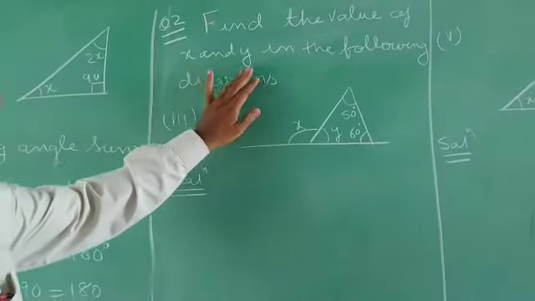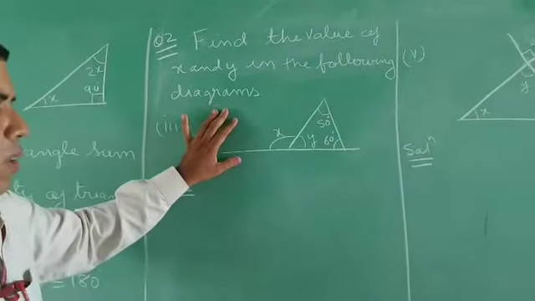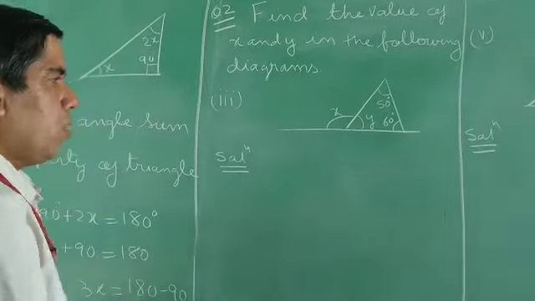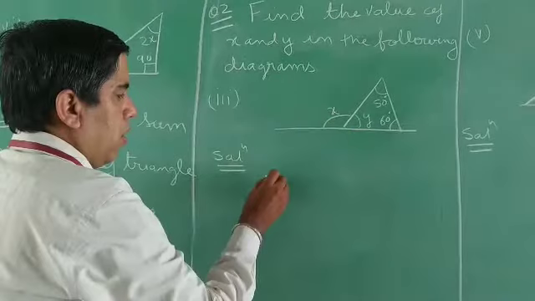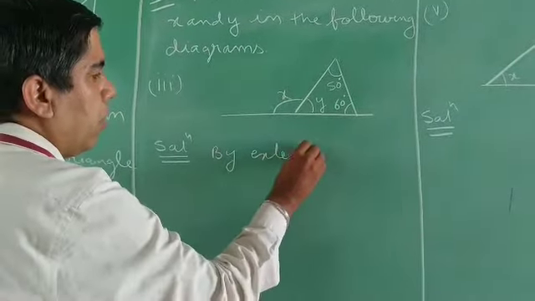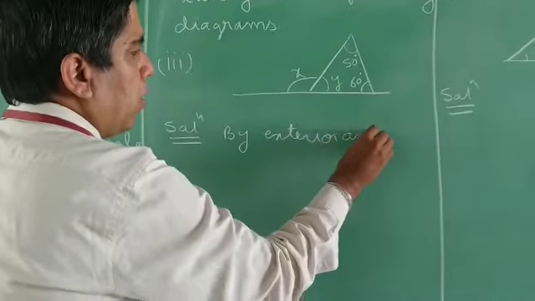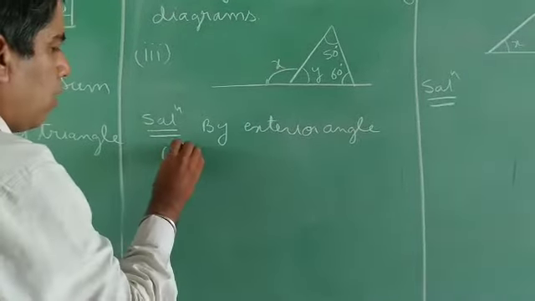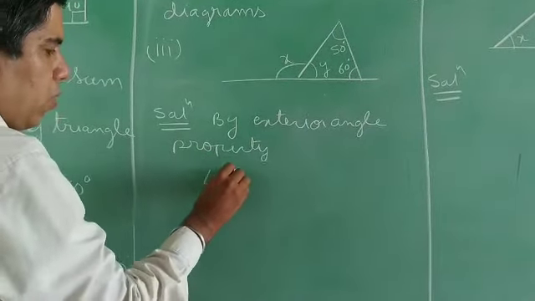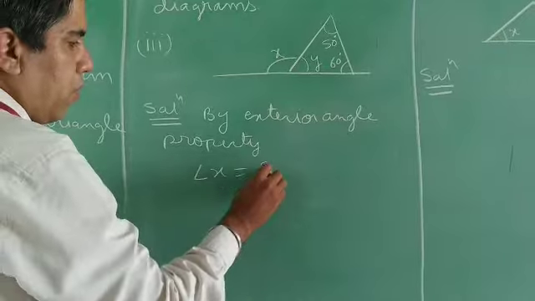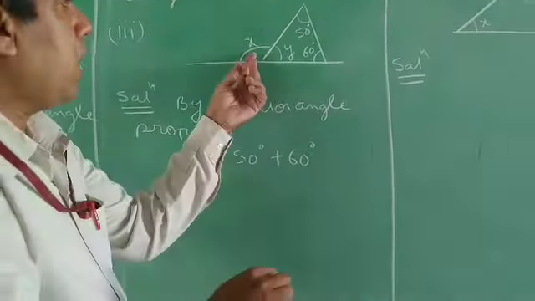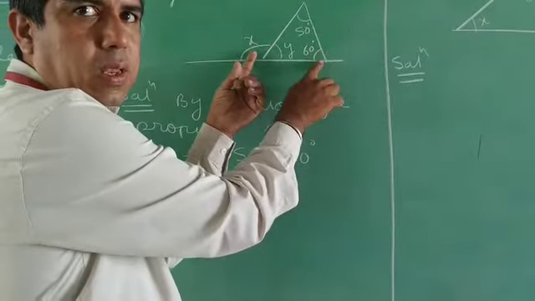Find the value of x and y in the following diagrams. Here also the names of the vertices are not given, so we can proceed directly. So just see now, by the exterior angle property, what will I get as the value? Angle x equal to 50 plus 60 degrees. You can see this exterior angle is equal to 50 plus 60 right here.